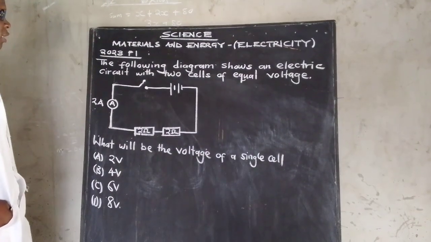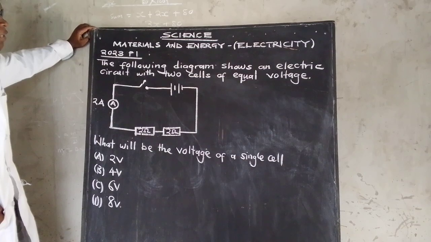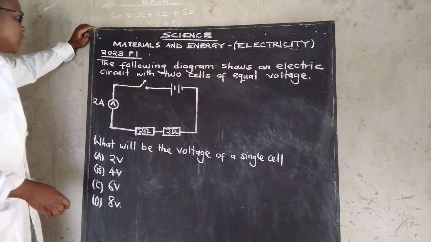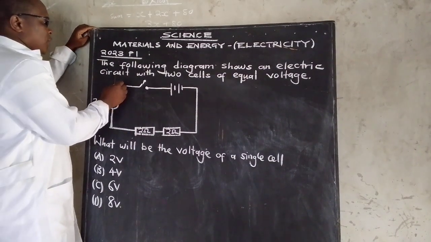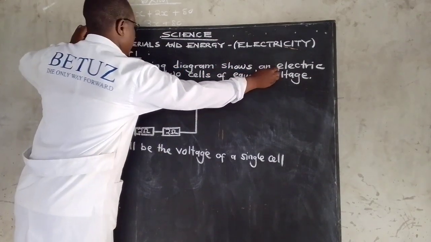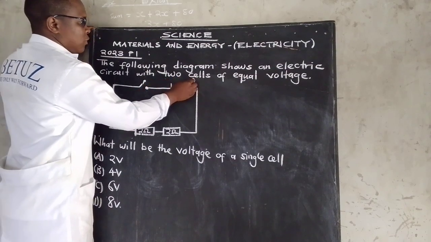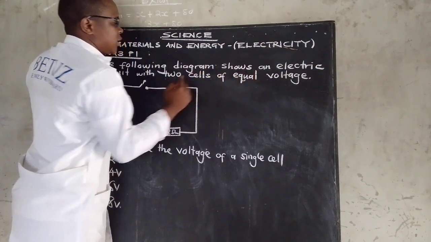This is 2023 paper 1. We have a question on materials and energy, specifically electricity. The question says the following diagram shows an electric circuit with two cells of equal voltage.